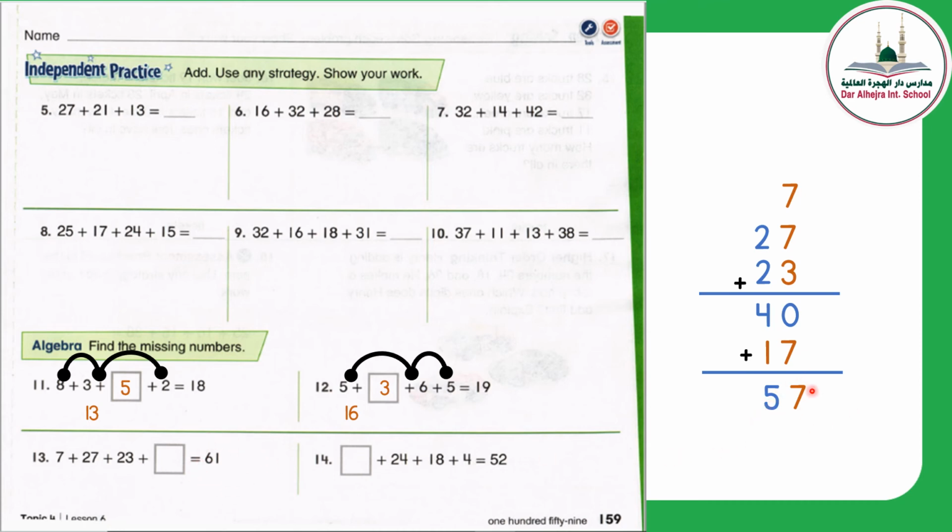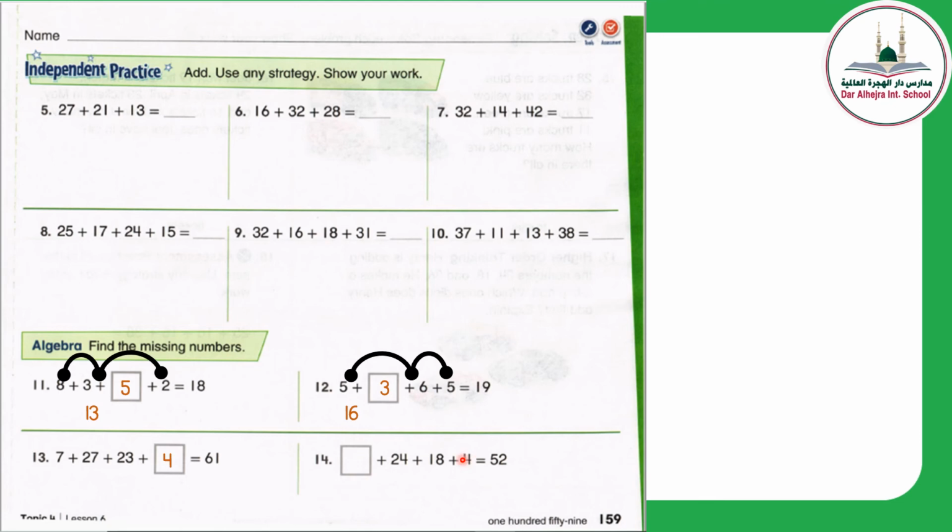So I'll be counting after 57 until I reach 61. So let's count after 57. 58, 59, 60, 61. I have counted 4 more steps to reach 61. That means the missing number here is 4.